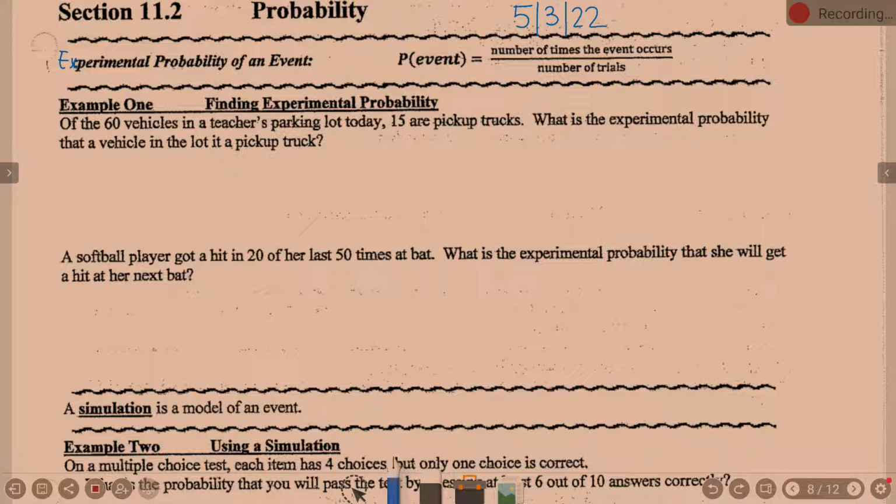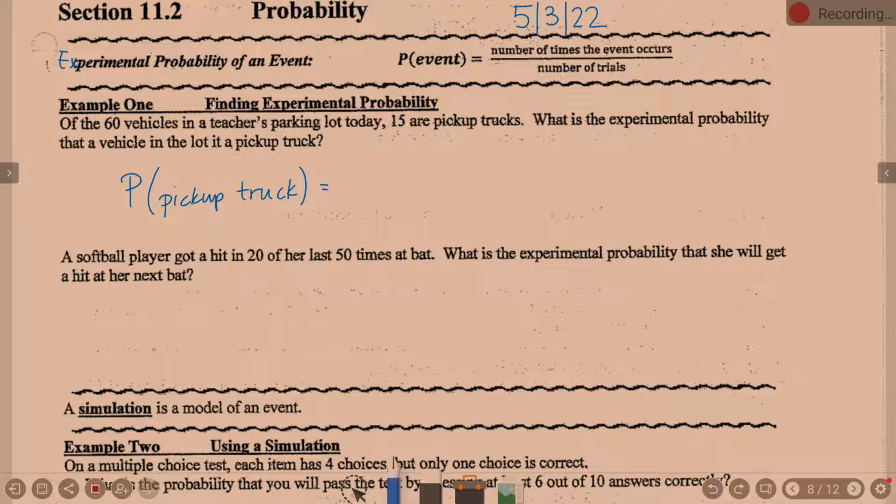Okay? So, let's look at the first example. Of the 60 vehicles in a teacher's parking lot today, 15 are pickup trucks. What is the experimental probability that a vehicle in the lot is a pickup truck? So basically, what is the probability that the vehicle in the lot is a pickup truck? When you see this written, you might see it as P of pickup truck, as in the probability of a pickup truck.